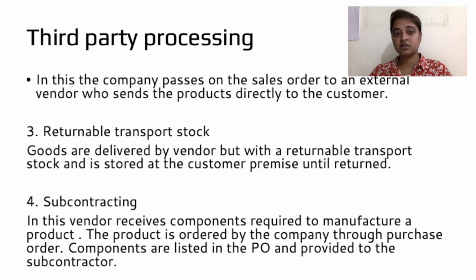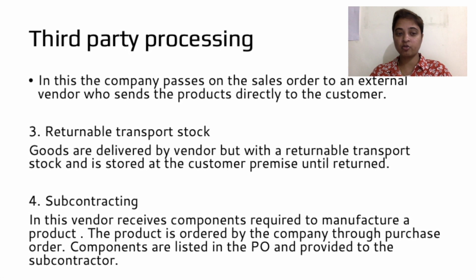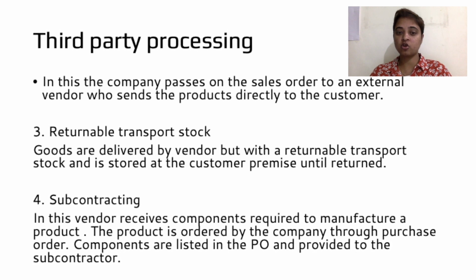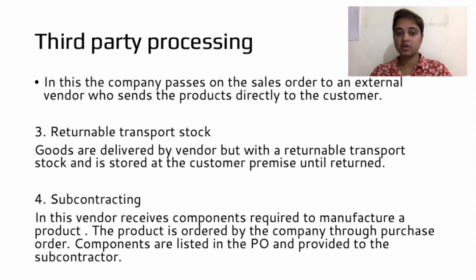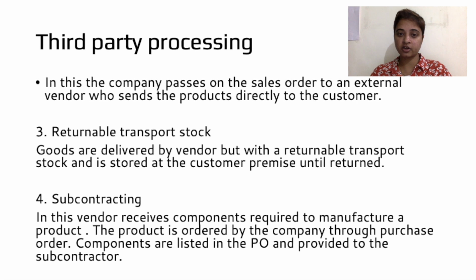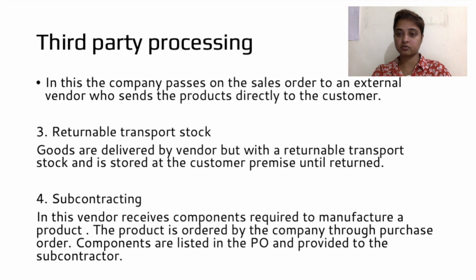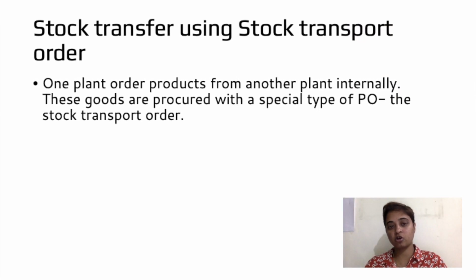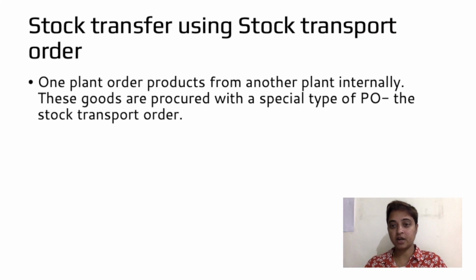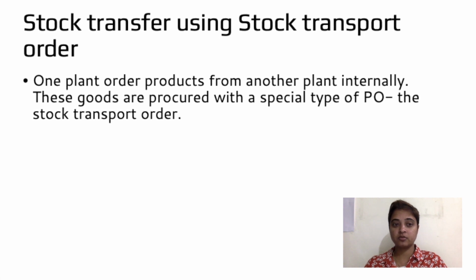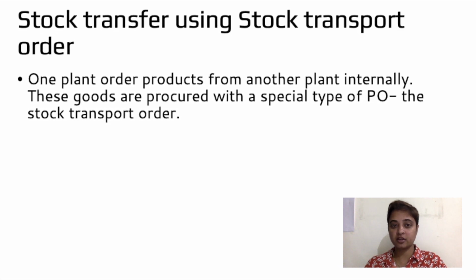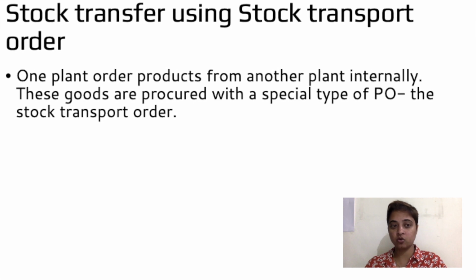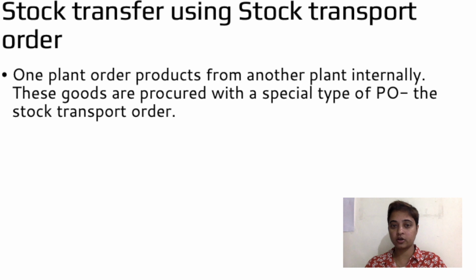Subcontracting. In this, the vendor receives components required to manufacture a product. The product is ordered by the company through the purchase order. The components are listed in the purchase order and provided to the subcontractor. Stock transfer using stock transport order. One plant orders products from another plant internally. These goods are procured with a special type of PO called the stock transport order.